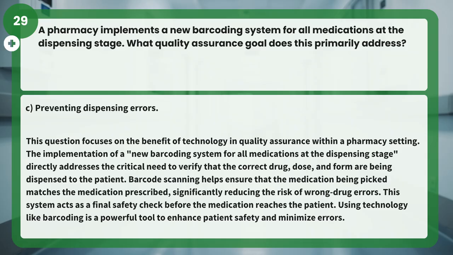Barcode scanning helps ensure that the medication being picked matches the medication prescribed, significantly reducing the risk of wrong drug errors. This system acts as a final safety check before the medication reaches the patient. Using technology like barcoding is a powerful tool to enhance patient safety and minimize errors.